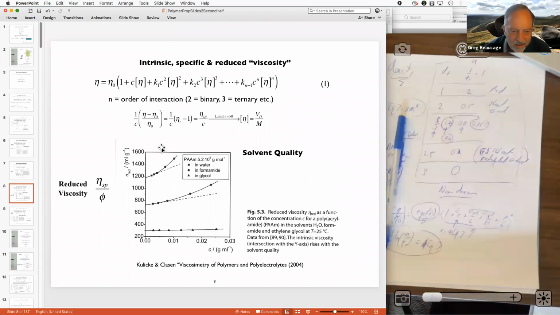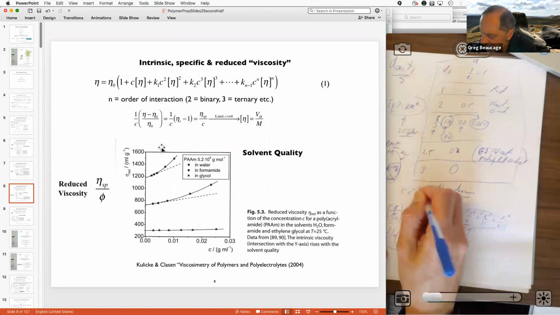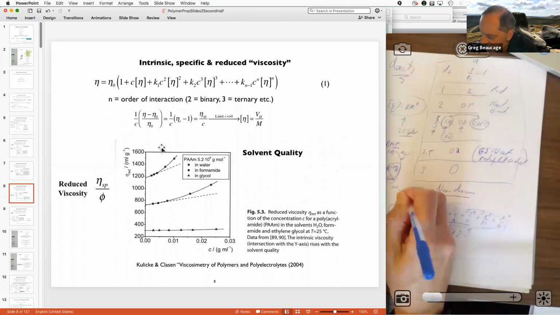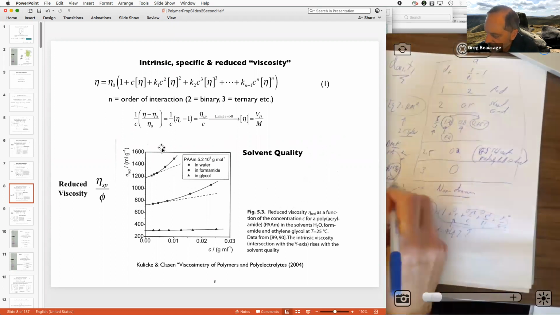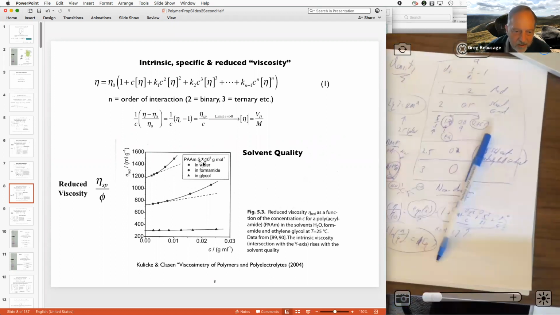And then glycol is just OH. It's like an alcohol, but it's a double alcohol, right? So you have 1, 2, 3, 4. There's 2 hydrogens sticking off, and there's 2 OH's. That's glycol, right? So these are variables. So this is expanding the coil to different amounts. Glycol shows almost no change, right? So it's a poorer solvent than water. So it's poor, better, best for this polyamic acid. I think that's what PAAM is. Probably acrylamide.